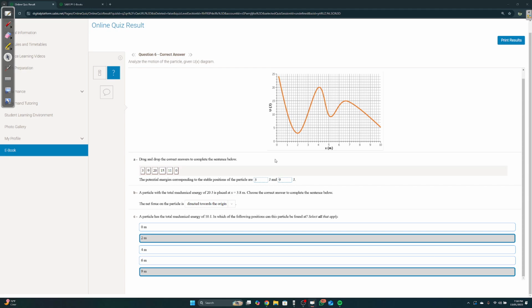Part C, a particle has a total mechanical energy of 10 joules. In which of the following positions can this particle be found? So go to your graph, go to 10 joules, and let's check. 0 meters, no, because at 0 meters it's above. Remember, we're not allowed to be above it. 2 meters over here, it's below, normal. 4 meters, it's over here, surely not. 6 meters, it's also above, so no. And 9 meters, here it's below. That's correct. Okay, so 2 meters and 9 meters only.